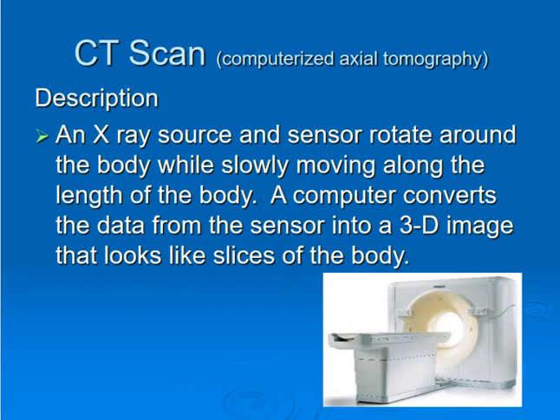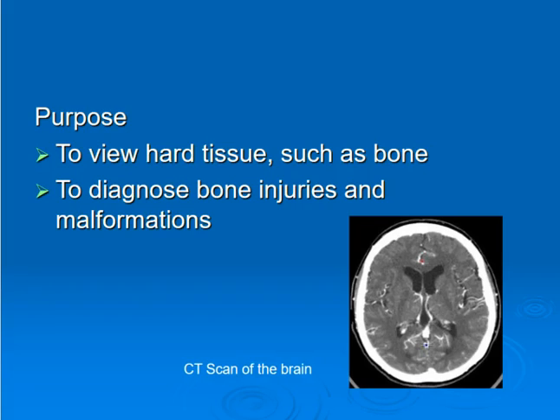Now, CT scans, also known as computerized axial tomography, is like an X-ray, except that you have a sensor that will rotate around the body and move along the length of the body as it's rotating, and then a computer will convert this image from the sensors into a 3D image, so it looks like it's taking pictures of slices of the body. The nice thing about computerized axial tomography is that you can view hard tissue, again, such as bone, like the X-rays, and diagnose bone injuries and malformations, but give you a 3D view of it.